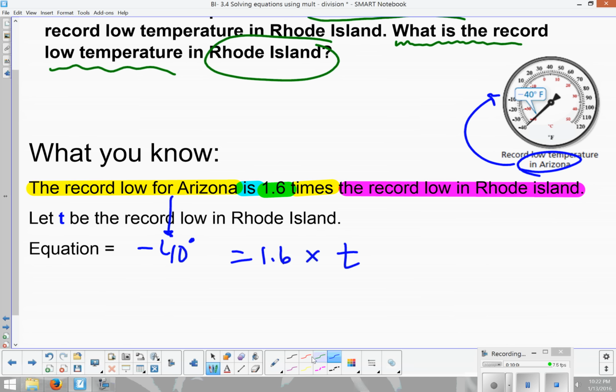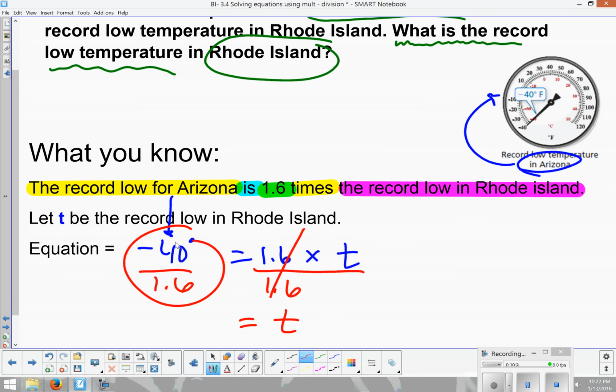So now we're going to go ahead and solve the equation. And so how do I get T by itself? What's happening to the T? It's being multiplied. Opposite of multiply is divide. What do I divide by? 1.6. If I do it to this side, I do it to the other side. This cancels, and T is by itself over here. So we're going to take -40 and divide it by 1.6. So -40 divided by 1.6 over here.